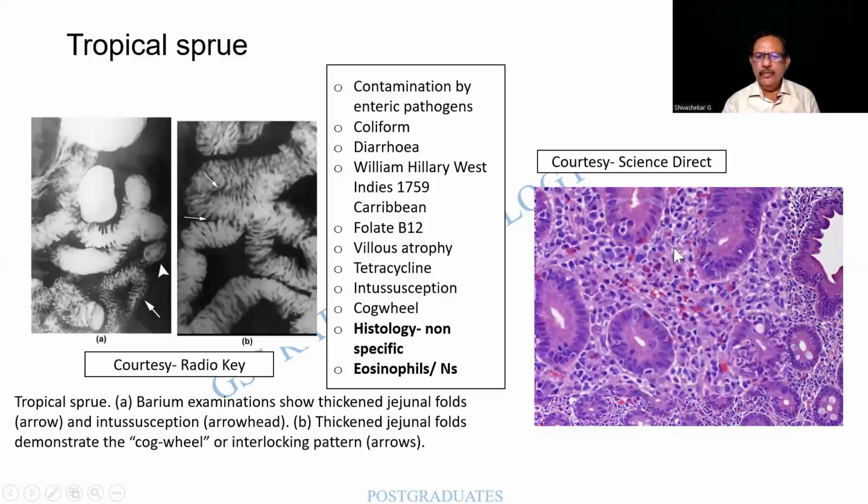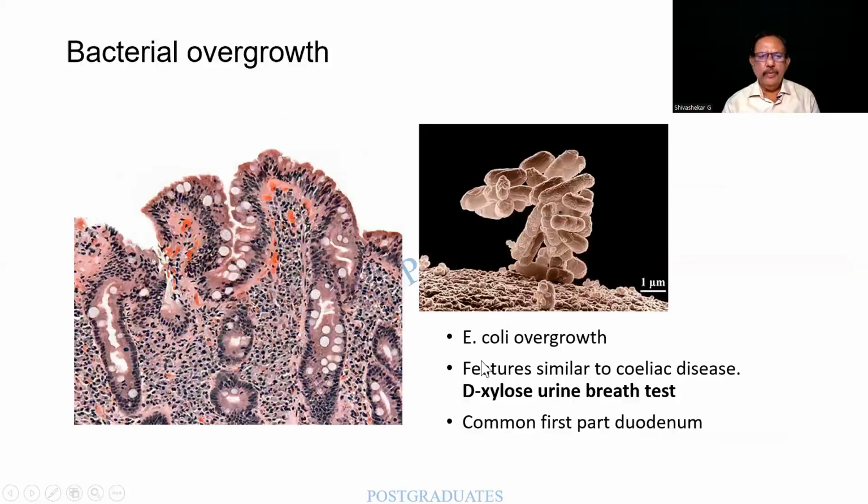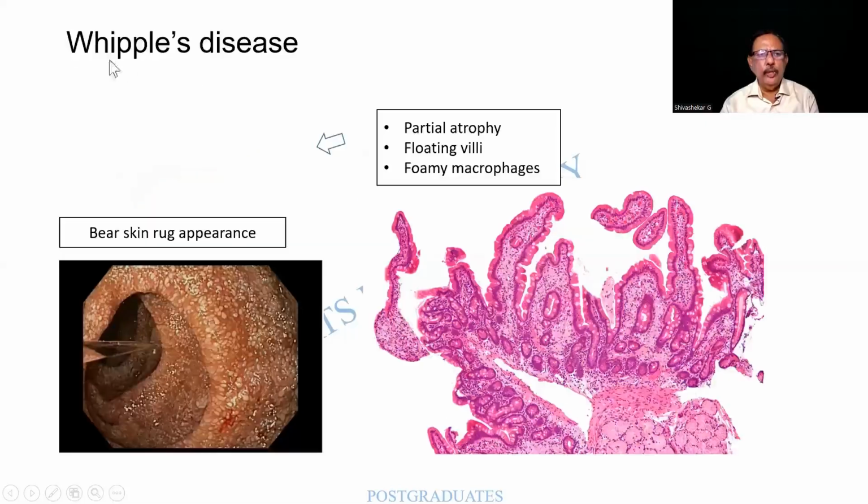And these are the eosinophils which can be seen. I had mentioned it in this. Eosinophils and neutrophils. Bacterial overgrowth, or you find that it can be a blind loop syndrome in which there can be an E. coli overgrowth. And see, gradually there is an increase in the number of the goblet cells, the widening of the lamina propria, and the inflammatory cells. D-xylose urine breath test can be positive in the first part of the duodenum.